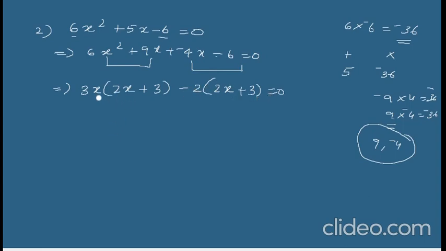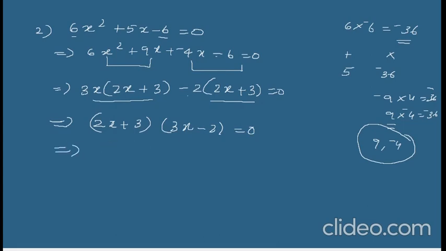Alright. Now what is common? This is the first term and this is the second term. So what is common here? This implies 2x plus 3 is common. So let us take it outside. 2x plus 3 into, within brackets, 3x minus 2, which is equal to 0.